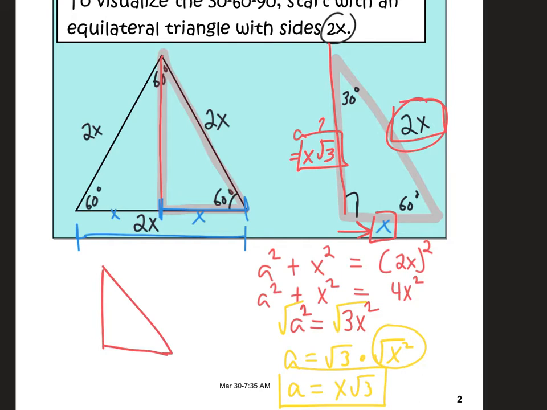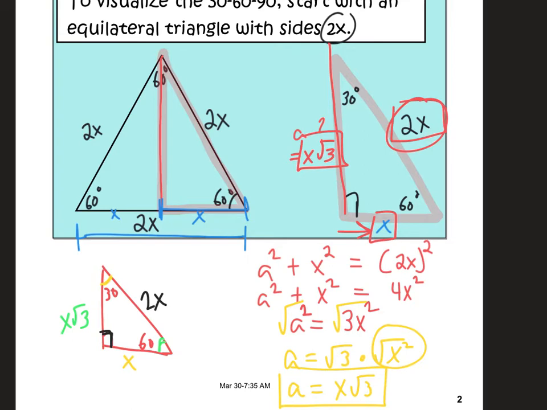Let's say here's our 60, here's our 30, here's our 90. So again, if you notice, the smallest angle gives us the smallest side across from it. The medium angle, 60, gives us the medium side across from it. Square root of 3 is about 1.7. And then the biggest angle, of course, the 90-degree angle, gives us the hypotenuse, which is the longest side, which is about 2 times x.